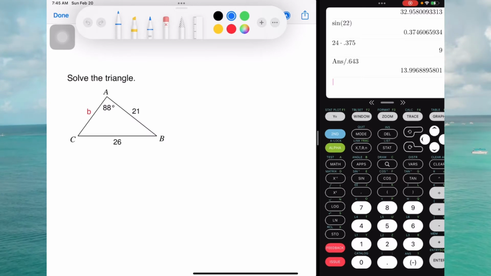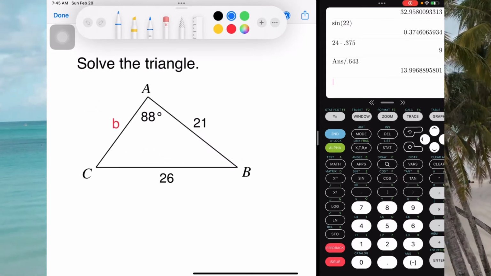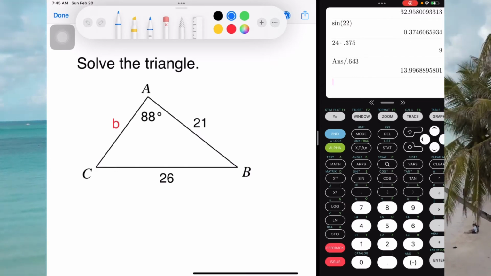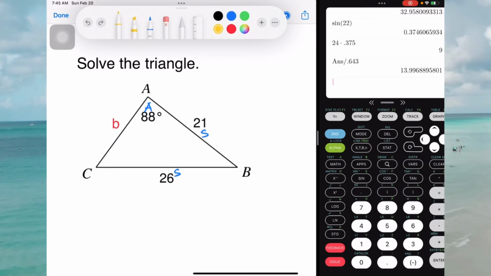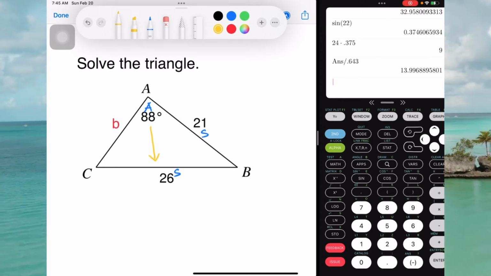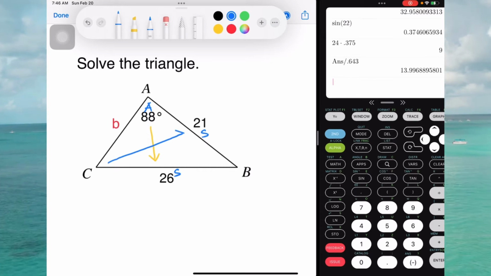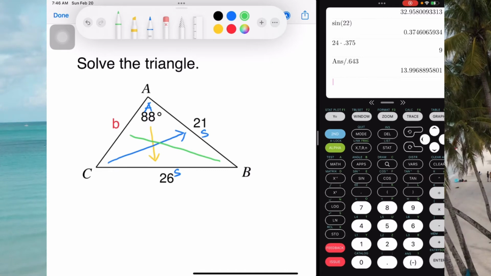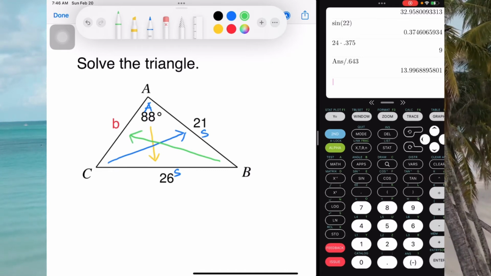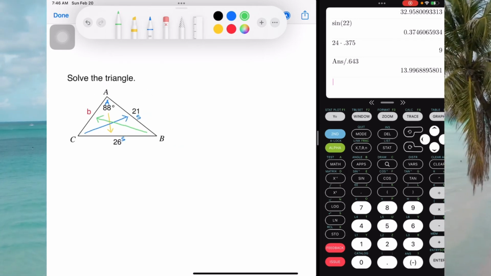Let's take a look at our second example. Let's identify the parts that are given. In the given triangle ABC, we know an angle, a side, and another side. Now let's pair them up. Angle A, which is 88 degrees, matches with 26, which is the length of BC. Angle C, which we don't know, matches with AB, which is 21 units. And angle B, which is also unknown, matches with side AC, represented by lowercase b, which is also unknown. Now, let's set up our equation.